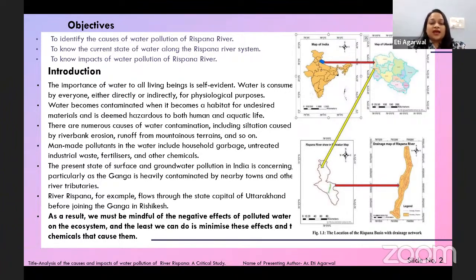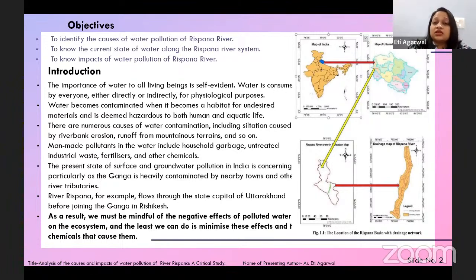So, there are undesired pollutants, undesired materials, and hazardous materials that effectively destroy the salinity of the water, the water becomes contaminated and it is of no use to either animals or humans or for any purposes. But that is happening. There are numerous causes for the water contamination, including siltation, the runoff water erosion, and the mountain terrains runoff. These were the natural causes.